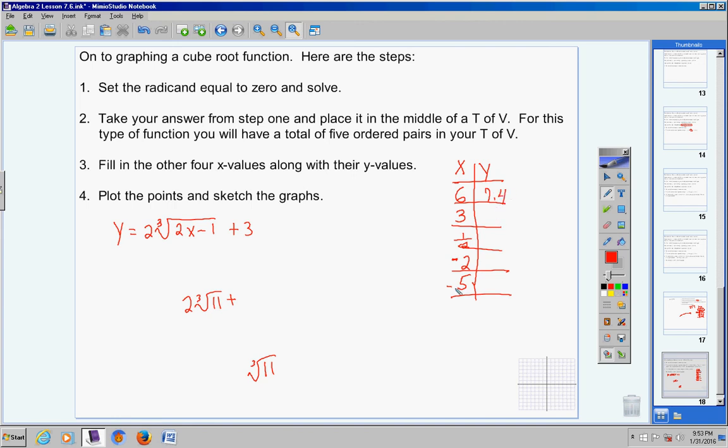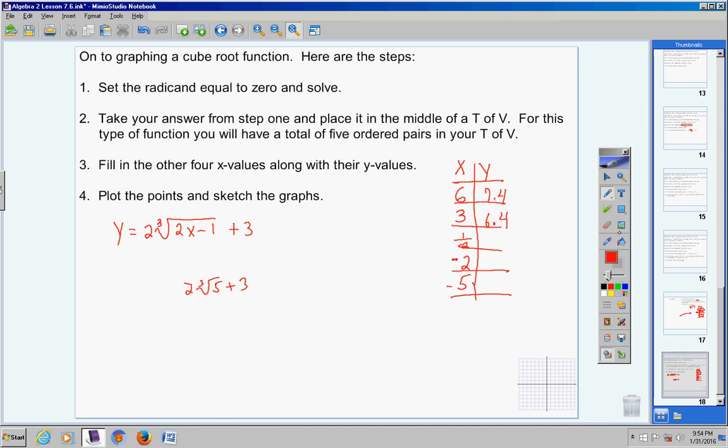7.44. Alright? Now let's try 3. Let's put a 3 in for x, alright? So we'll put a 3 right here. 2 times 3 is 6, minus 1 is 5. So we have the cubed root of 5 plus 3. So here we go. I'm going to go to math. Option 4 is cubed root of 5. Enter. Times 2. Enter. Plus 3. Enter. 6.41.